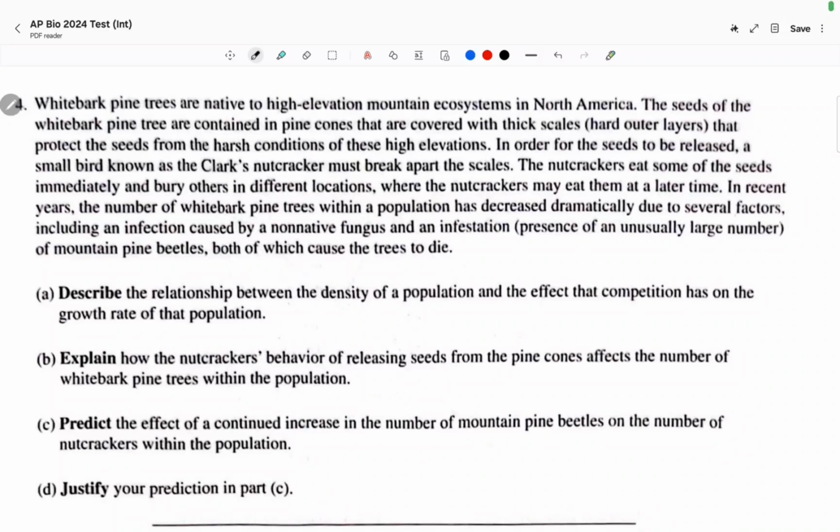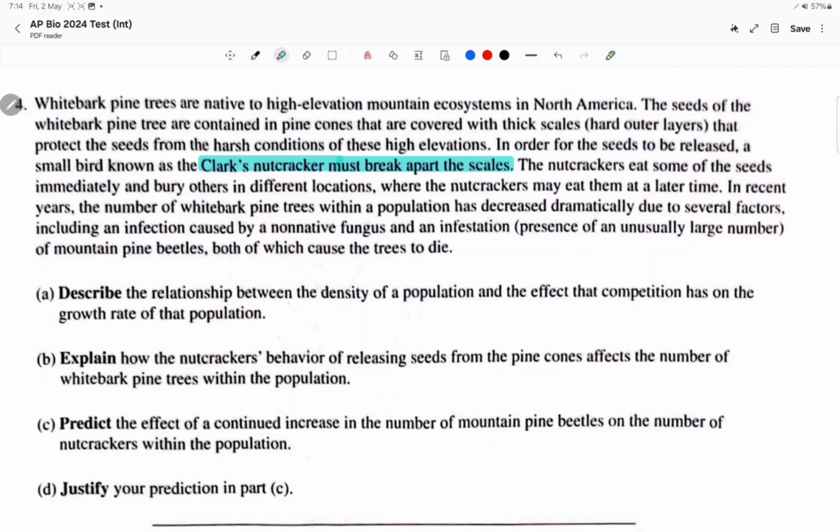White bark pine trees are native to high elevation mountain ecosystems in North America. The seeds of the white bark pine tree are contained in pine cones that are covered with thick scales, which are essentially hard outer layers that protect the seeds from the harsh conditions of these high elevations. In order for the seeds to be released, a small bird known as the Clark's nutcracker must break apart the scales. The nutcrackers eat some of the seeds immediately and bury others in different locations, where the nutcrackers may eat them at a later time.